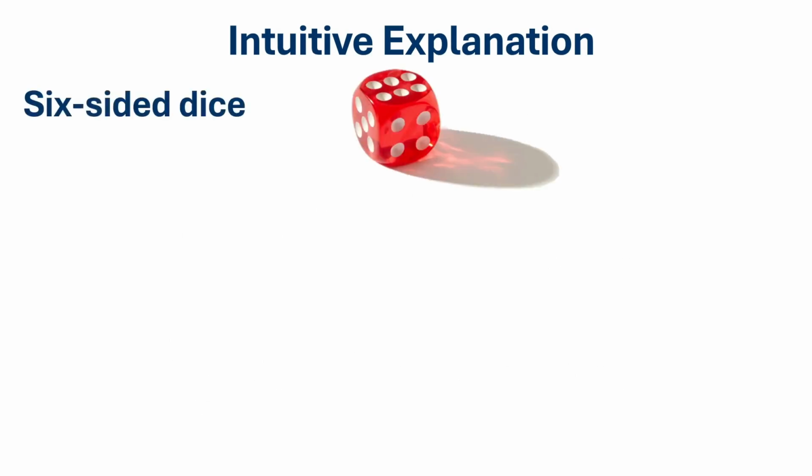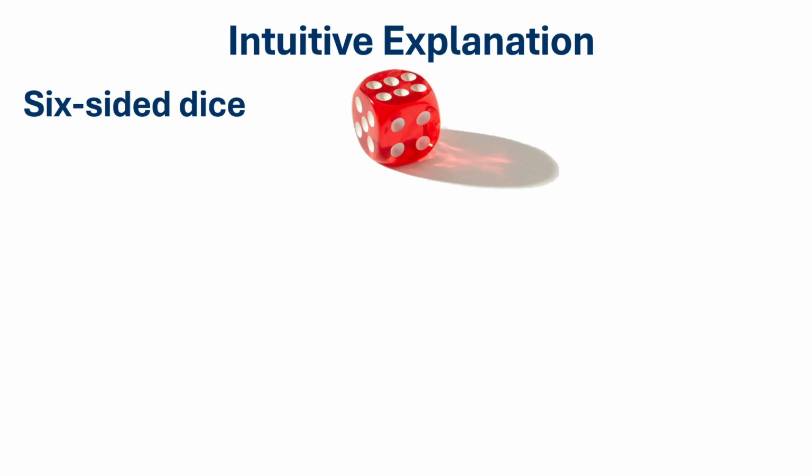Now, let's try to understand intuitively what all this means. Let's say we roll a 6-sided dice. In the last video, we looked at what expectation is and how it's determined. We saw how to determine the expectation for this particular example.